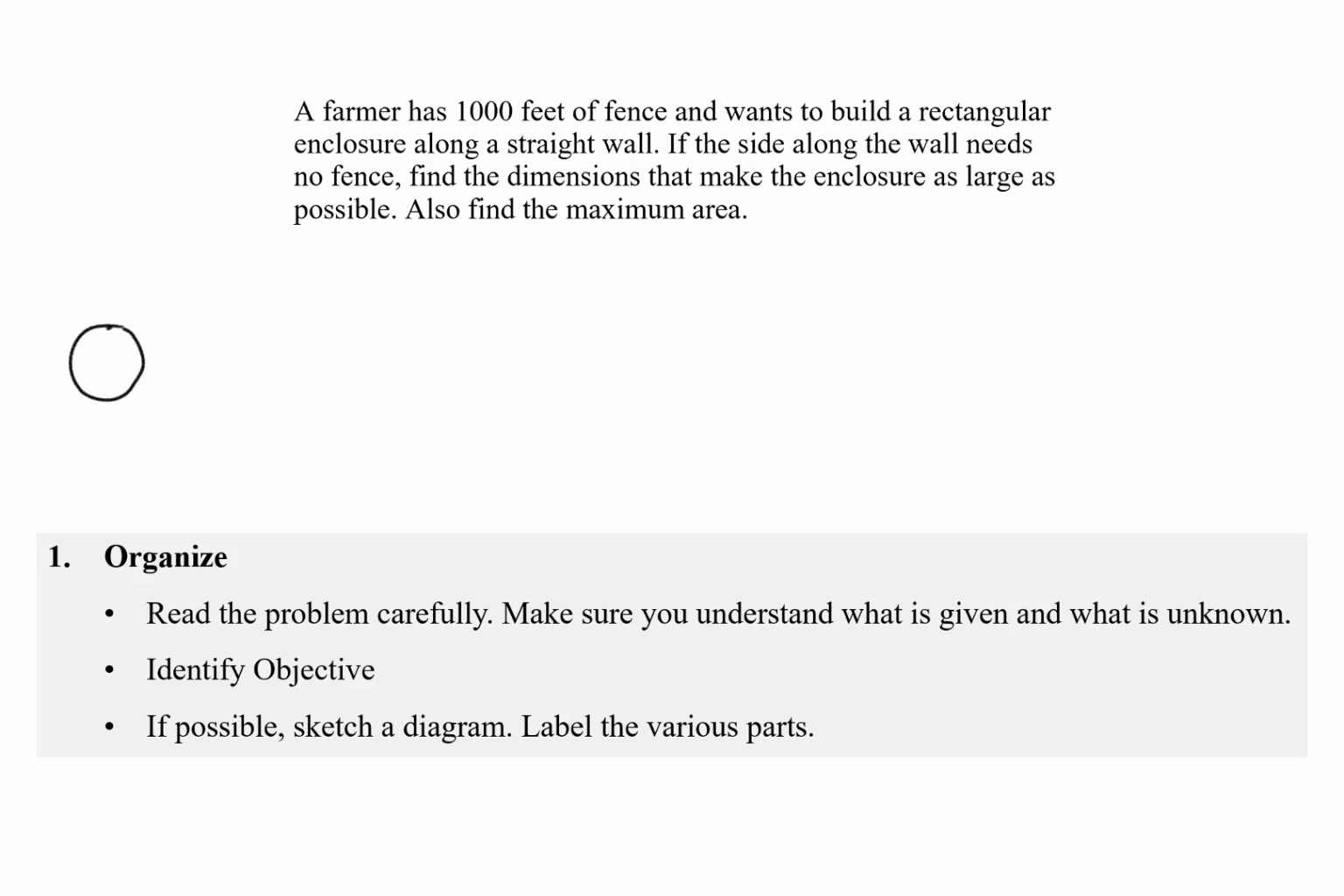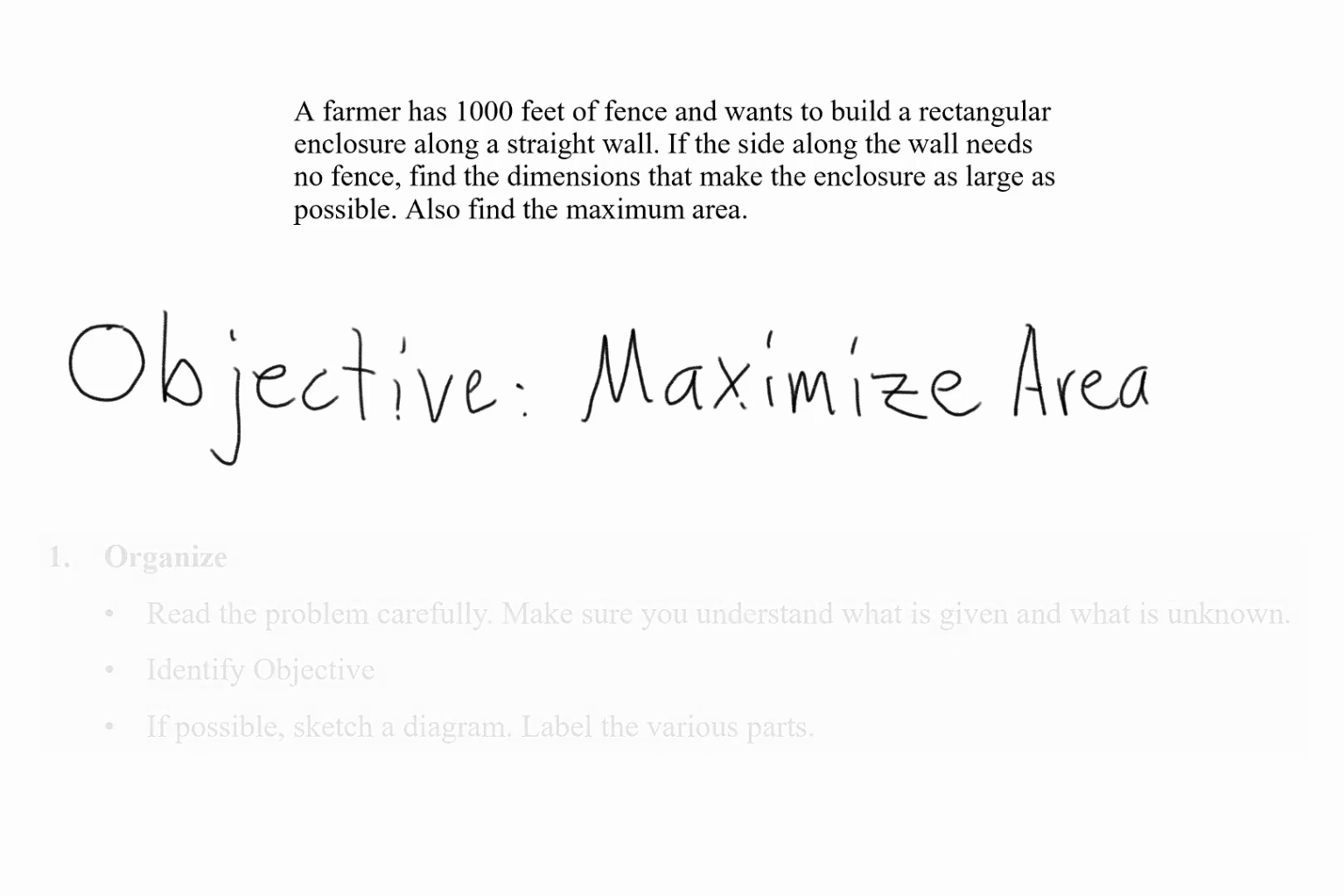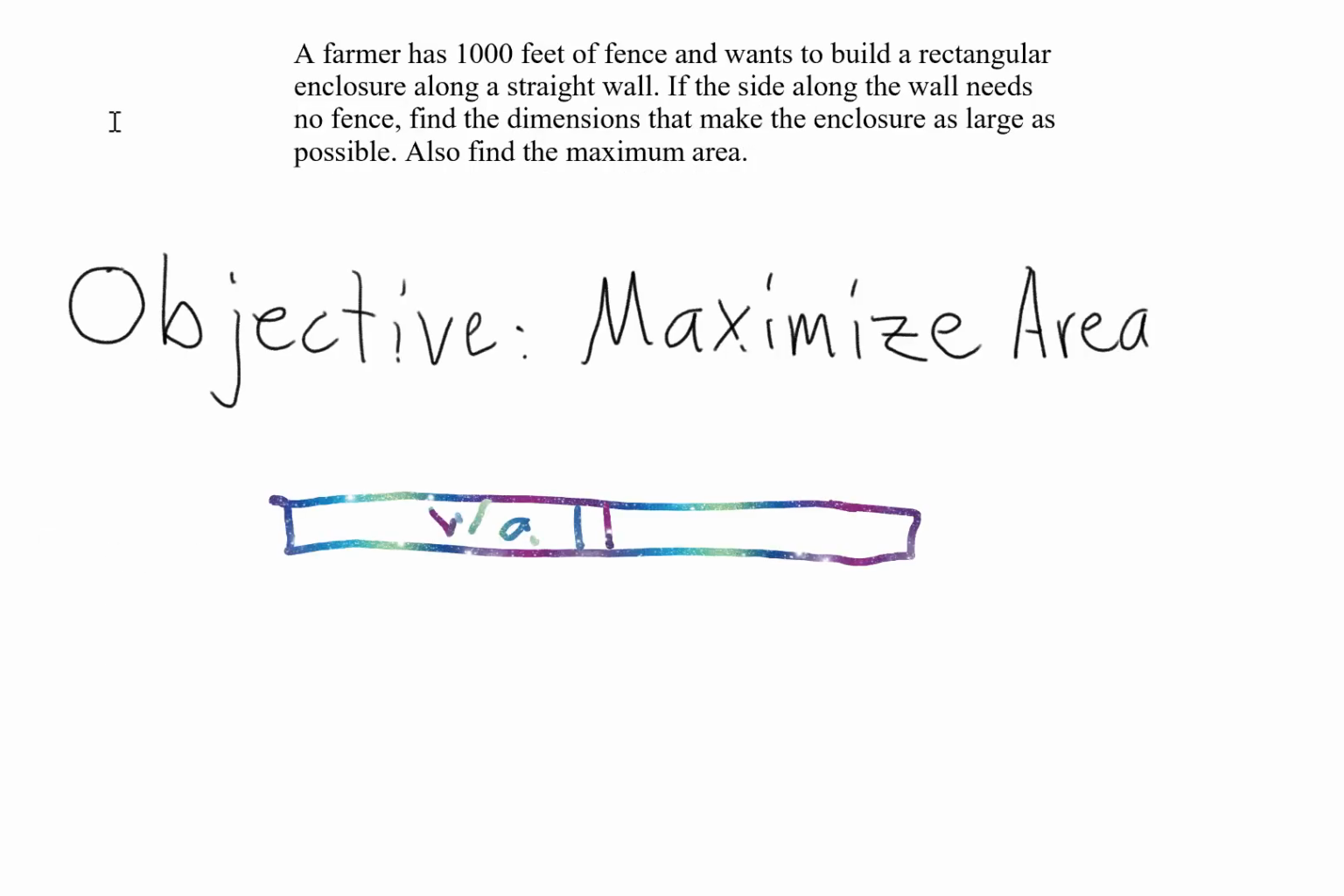Next, let's identify the objective. In the problem, they're talking about making the enclosure as large as possible and finding the max area. So in this problem, our objective is to maximize area. In these geometric type problems, it's really important to sketch a diagram or some sort of picture to better visualize what we're building. So the farmer is building a rectangular enclosure along a straight wall.